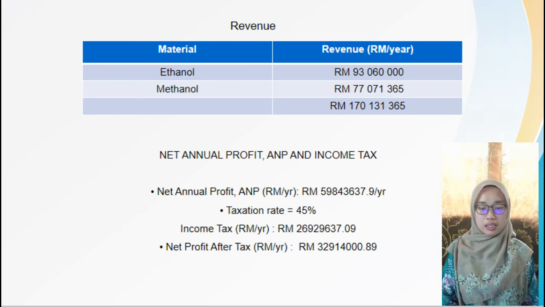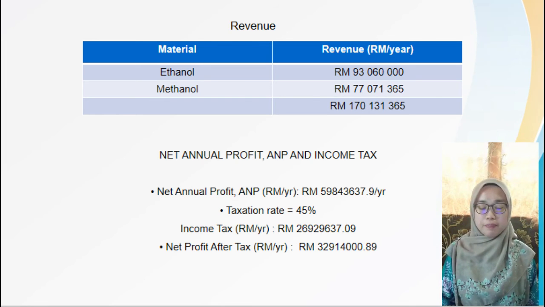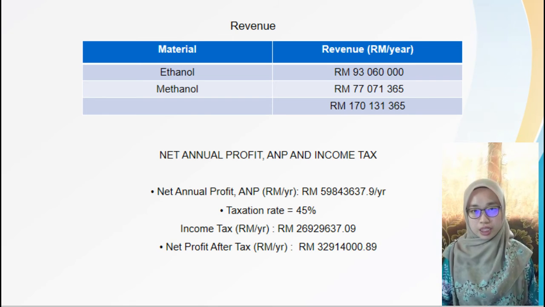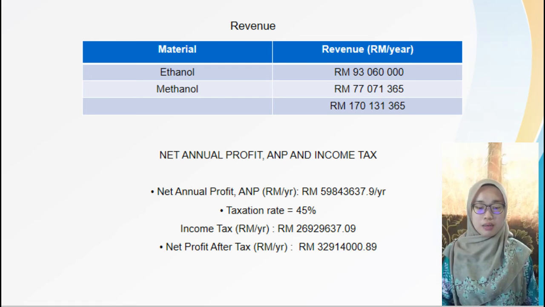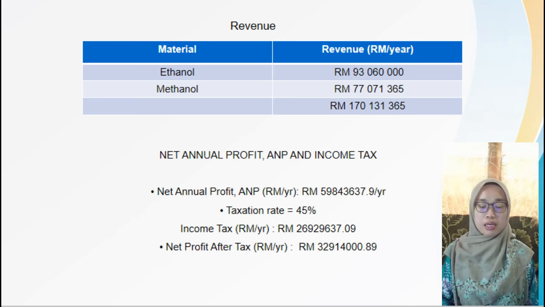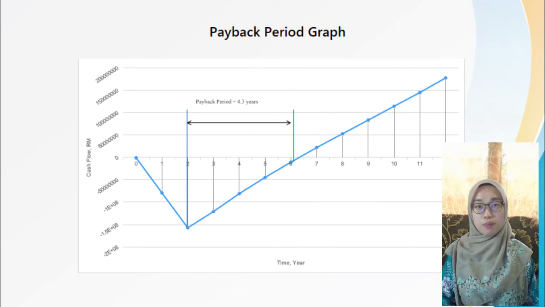From the calculations, the estimations for ethanol and methanol were fully sold out. So the total revenue for both is 171,365 ringgit. The annual profit is 59,853,637 ringgit 90 cent per year, and after the tax of 55%, it becomes 32,914,000 ringgit 89 cent. The payback period is around 4.3 years, but this period can change due to the economic condition.